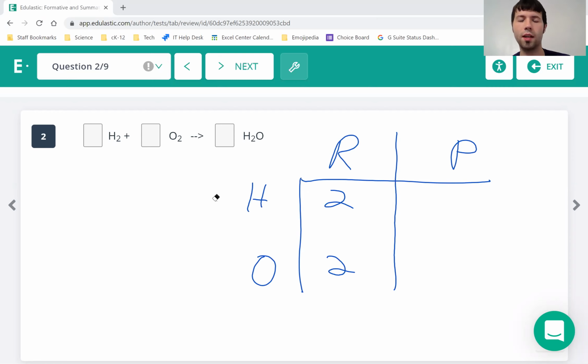On the product side, the right side, I still have that H2, so I still have two hydrogens, but I only have one oxygen. Okay, now there's a problem, because even though my hydrogens are automatically balanced, my oxygen is not. So how do I fix this?